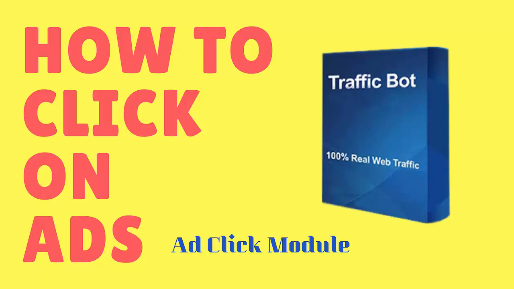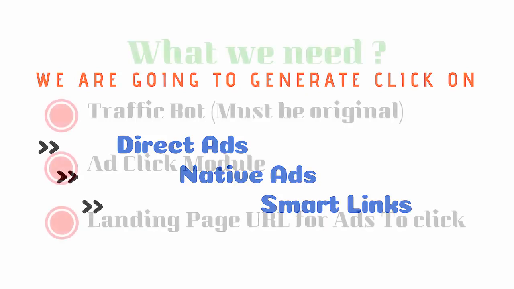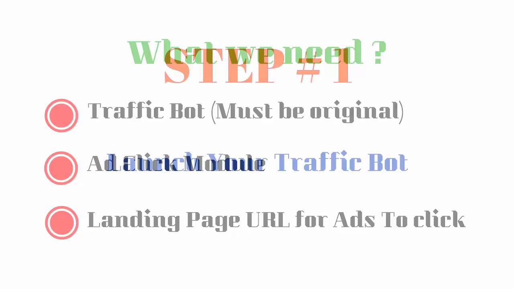So today we're going to show how to click on ads using the traffic bot. We are going to generate clicks using direct ads, native ads or smart links. What we need: a traffic bot, which must be original; second, an ad click module; and third, a landing page URL for your ad click.